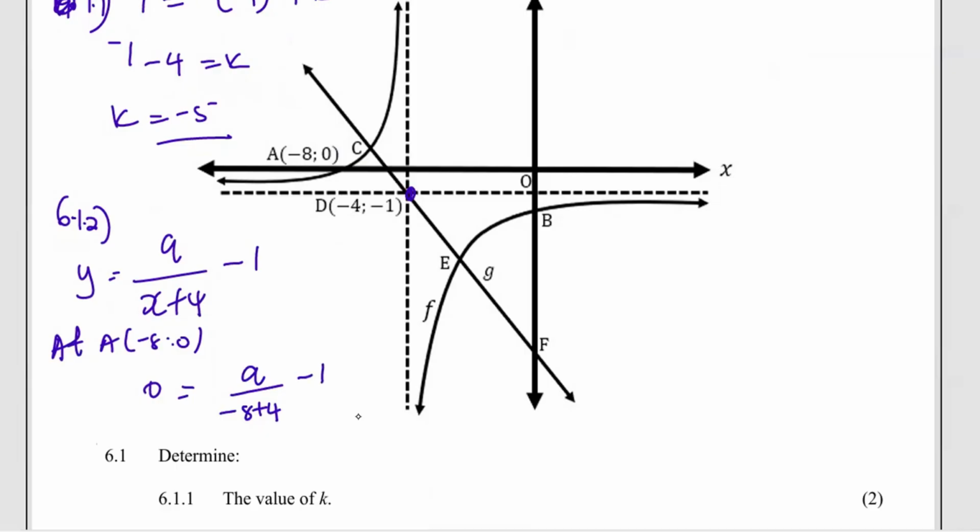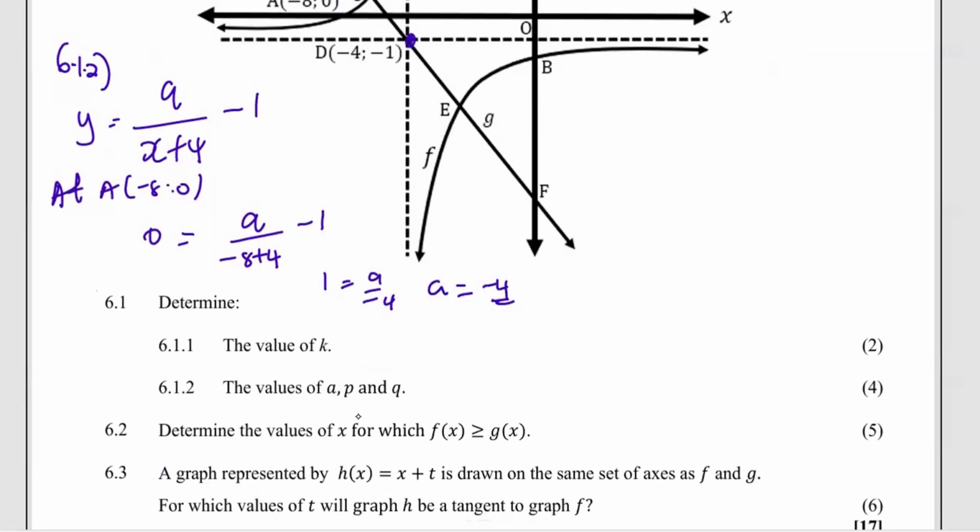Let's move this one that side. It's going to be a positive 1, equal to a over negative 4, meaning that our a is negative 4. Then since the question is asking for a, p, and q, a is negative 4, p we say it's 4, and then q is negative 1.